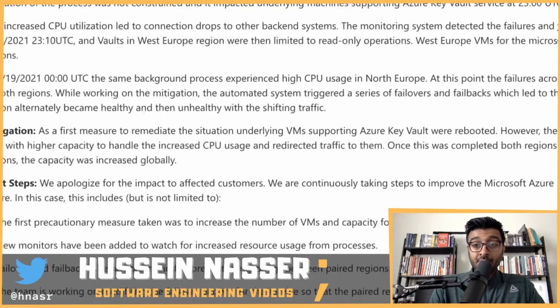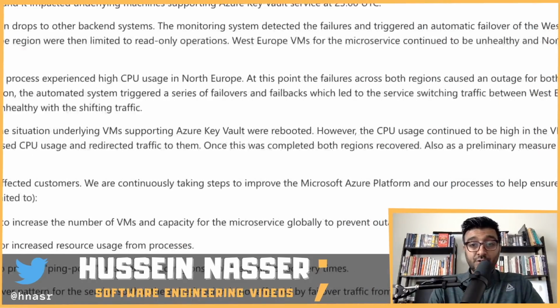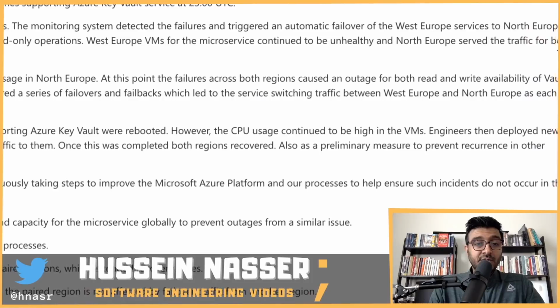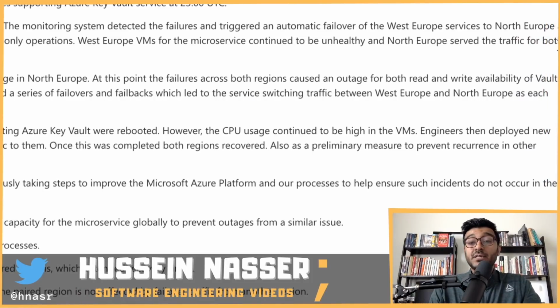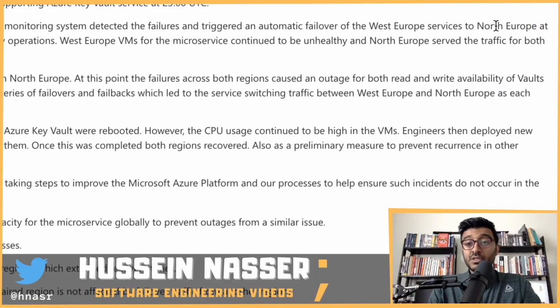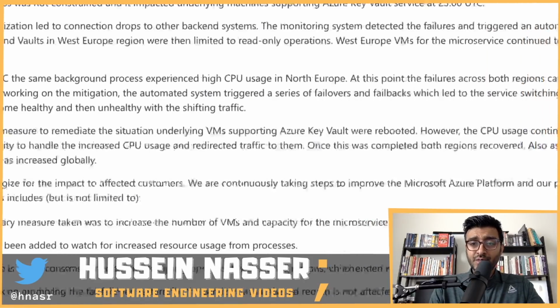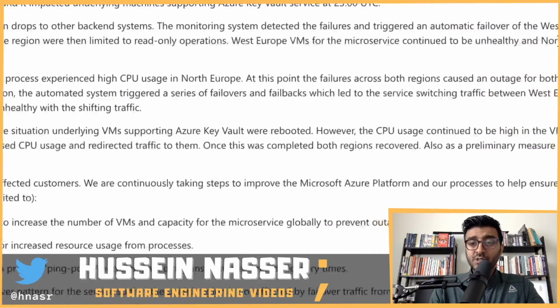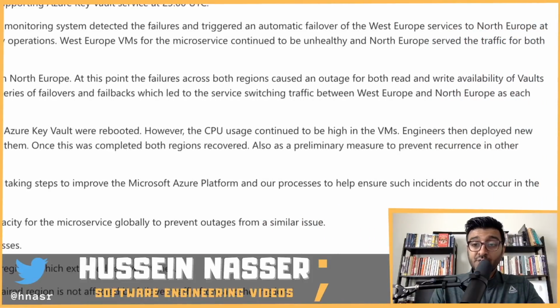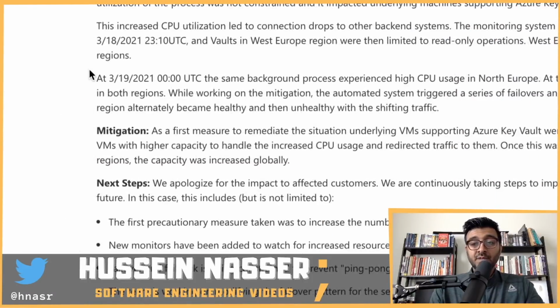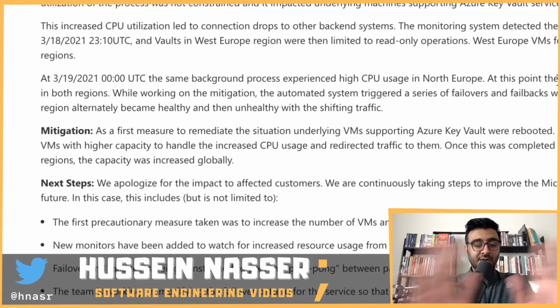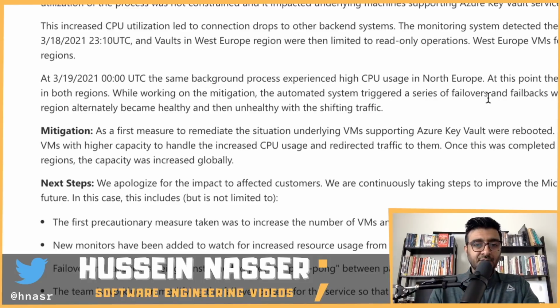Back to the video. You will see other services start to fall down. The monitoring system detected the failures and triggered an automatic failover of the West Europe services to North Europe. Key Vaults in the West region were then limited to read-only operations. West Europe VMs for the microservice continued to be unhealthy, and North Europe served the traffic for both regions. So it shifted to North Europe, right? There was some sort of a failover, I guess.